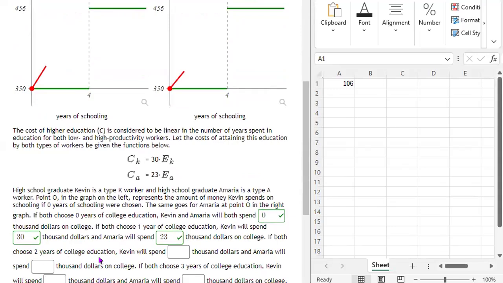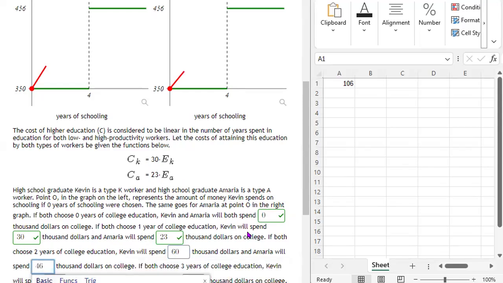If both choose 2 years of college education, neither one has acquired the signal yet, right? So both are viewed by employers as type K workers. They're not viewed as type A workers until they've acquired that signal. So if both choose 2 years of college, 2 times 30 is $60,000 for Kevin. And Amira will 2 times 23, well, that's $46,000, right?